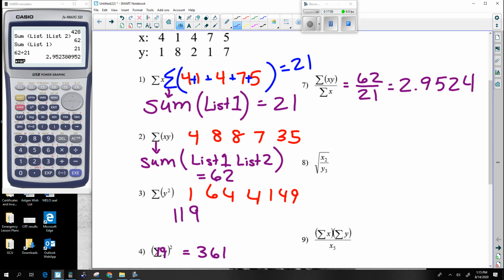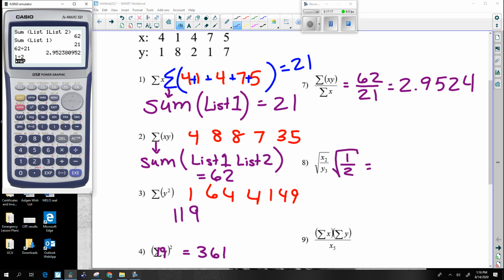X sub 2, y sub 3. So the inside is 1 divided by 2. And then what I do is I square root that answer.